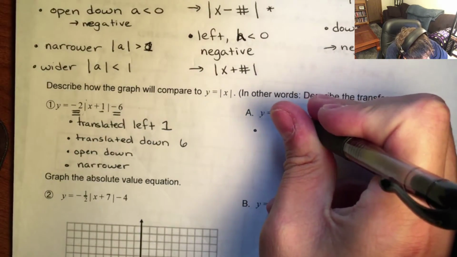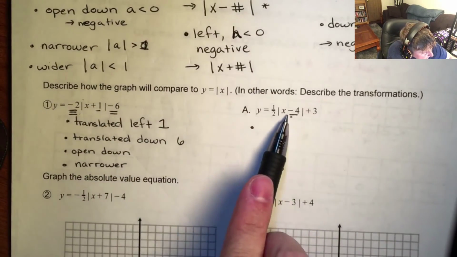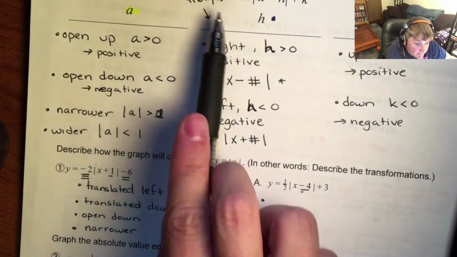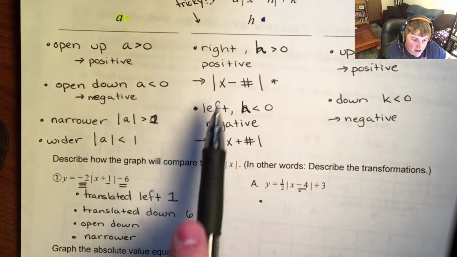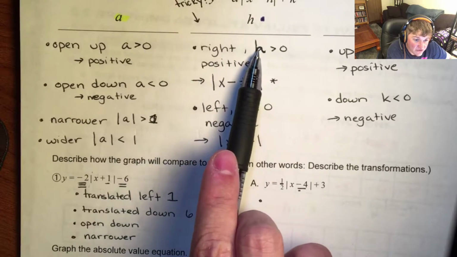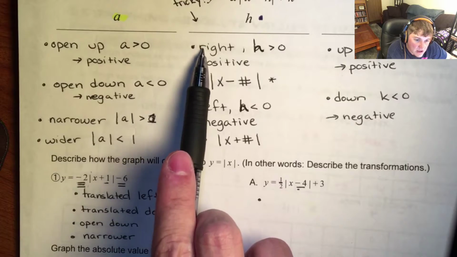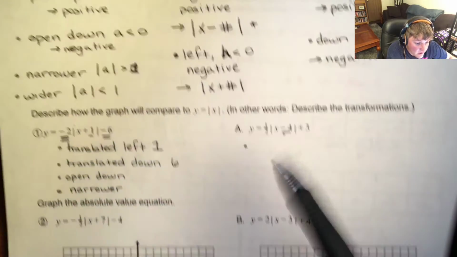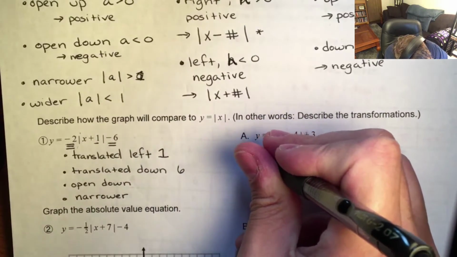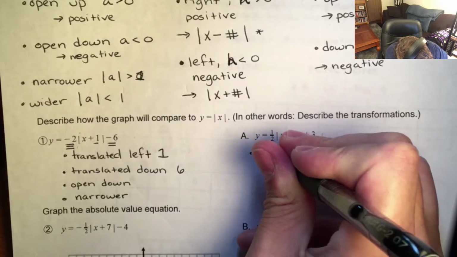Okay, minus 4. Minus 4 on the inside here is the one that I have to be careful for. It's tricky. Minus 4 in here really means that my h value is positive, because it says x minus a number. And so that means it's going to translate it to the right. So this is going to be moved to the right 4.